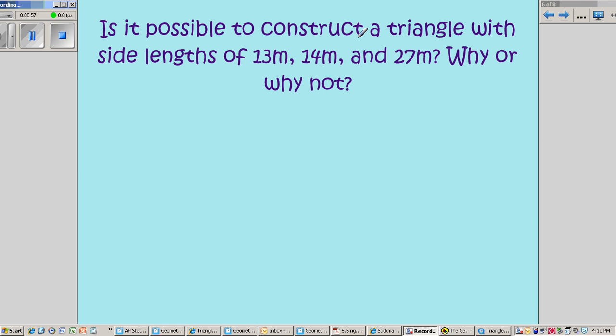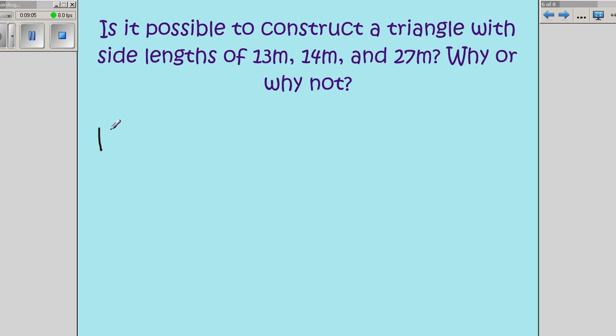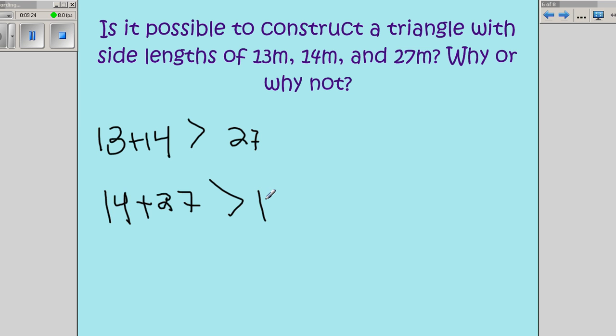Is it possible to construct a triangle with side lengths of 13, 14, and 27 meters? Why or why not? Well, we're going to need to take a look at our 3 inequalities. I'm going to need to see that 13 plus 14 is greater than 27. I'm going to need to see that 14 plus 27 is greater than 13. And lastly, we'll need to see that 27 plus 13 is greater than 14.